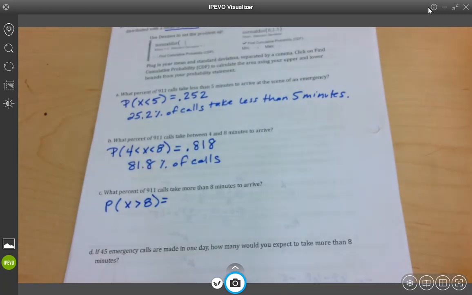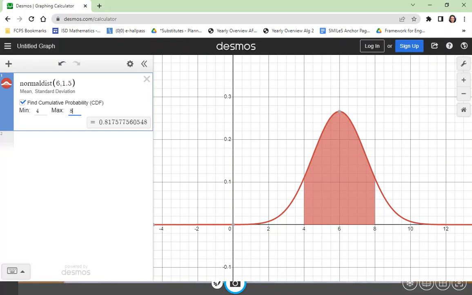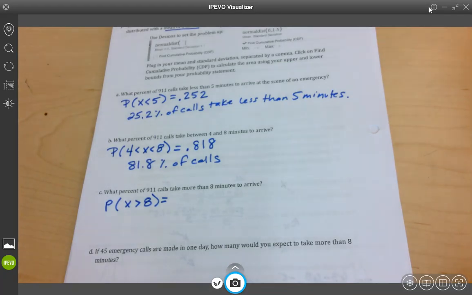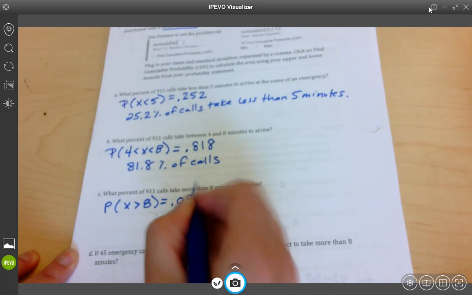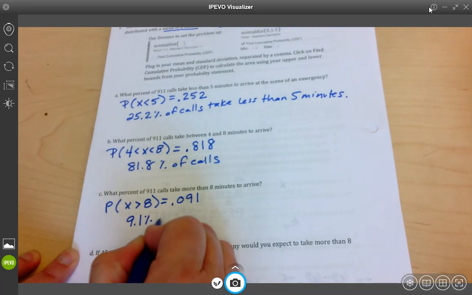All right, and then probability x is greater than 8. I'm going to go back in there. And that should be from 8 to infinity. I found that if you type the word infinity in here, it will give you an infinity. Has anybody found anything quicker than that? You can just erase it. Oh, just erase it? That has nothing. Oh, there it goes back. Is that it? Yeah, nice, thank you. Okay. So 0.091. So 9.1% of calls.